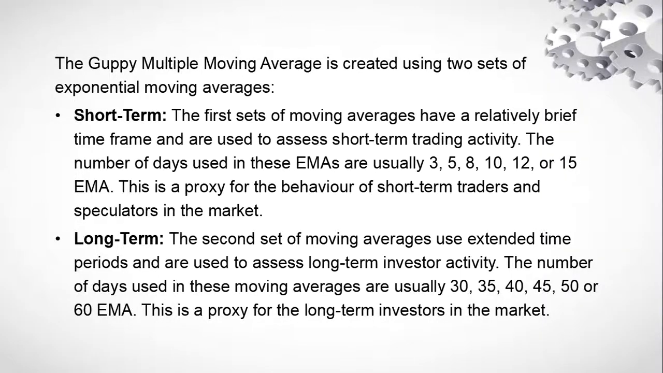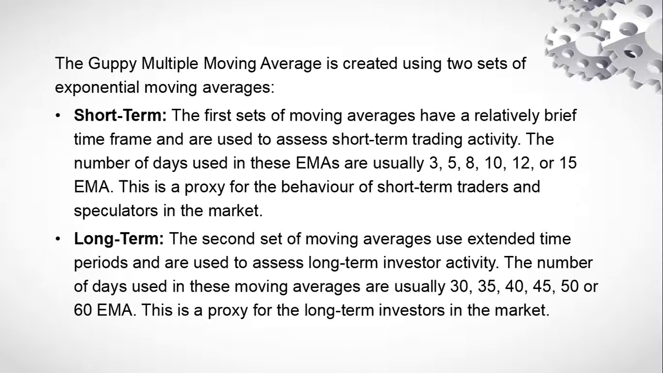The Guppy multiple moving average is created using two sets of exponential moving averages. The short term, which is the first set of moving averages, has a relatively brief time frame and is used to assess short-term trading activity. The number of days used in these EMAs are usually 3, 5, 8, 10, 12, or 15. This is a proxy for the behavior of short-term traders and speculators in the market.